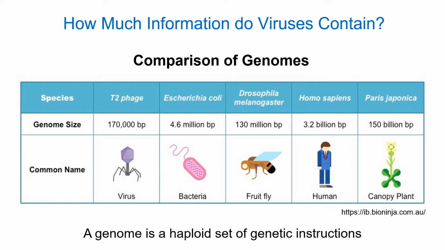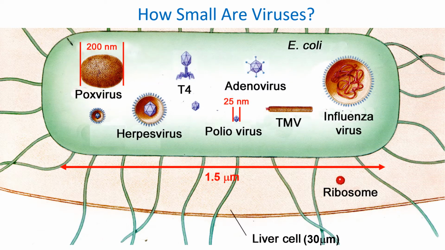So bacteria, very efficient. Viruses, extremely efficient. They don't have more than they need. We've looked at the size of the genome. Now let's look at the physical size of the pathogen. So what you're seeing here in green is an E. coli cell, and you're seeing a selection of various viruses to scale.